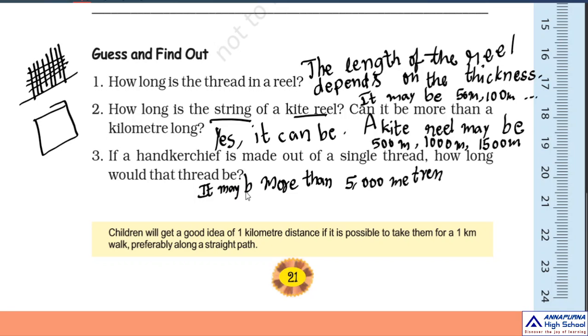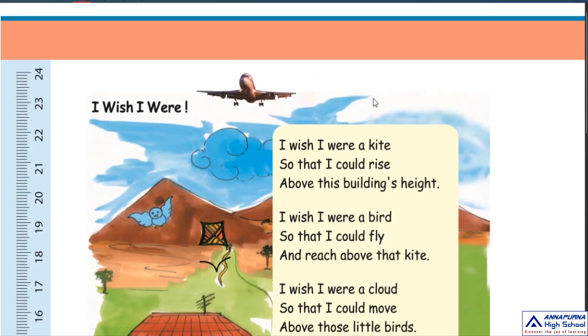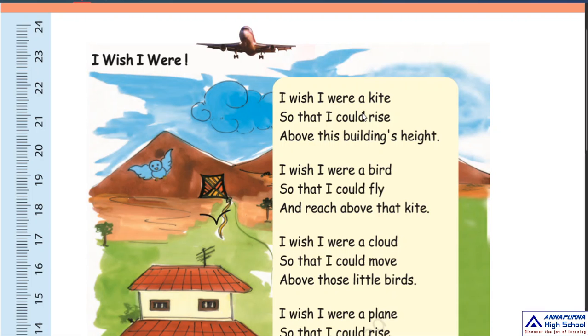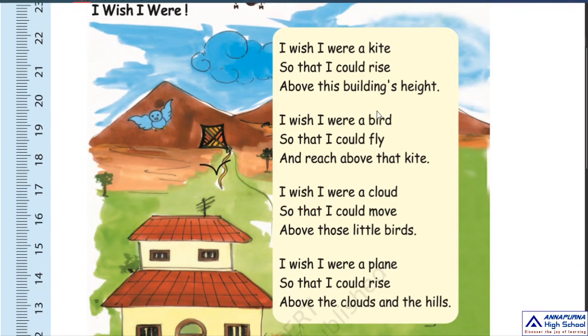It may be more than 5,000 meters. Okay children, move to the next page. This is the last page of our chapter. "I wish I were..." A small poem is there, ma. What is that poem, ma? I wish I were a kite, so that I could rise above those buildings' height.